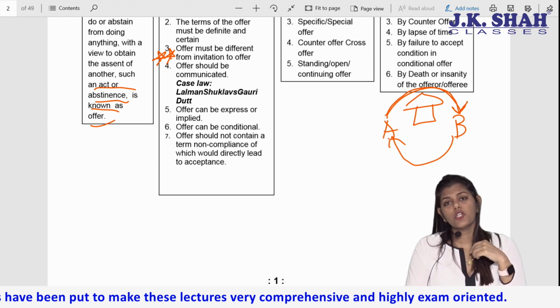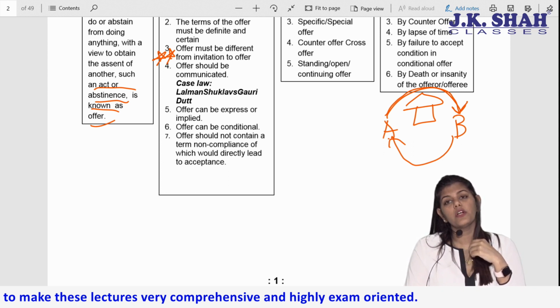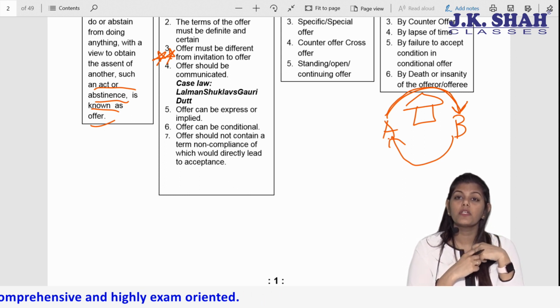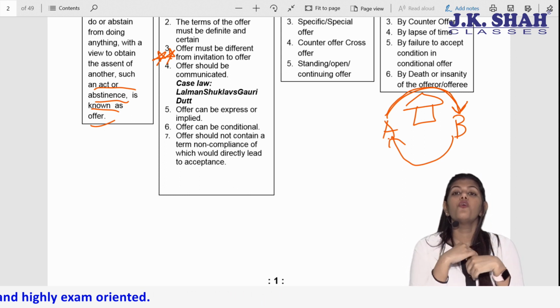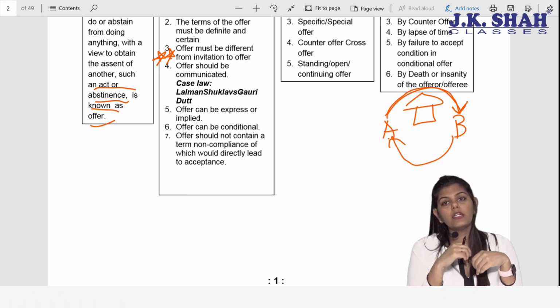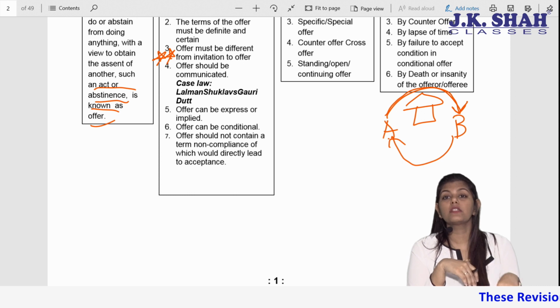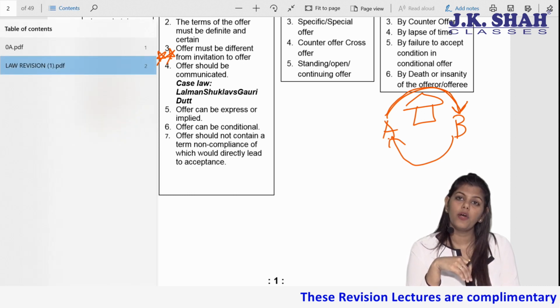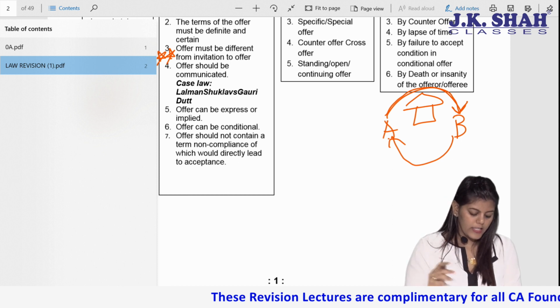So if I put such a condition and if you don't fulfill the condition, then it would lead to acceptance, which is wrong because I am indirectly forcing you to accept my offer. So an offer can be conditional, but it should not be such a condition that if you don't fulfill it, it would lead to acceptance. That's your 7th point.